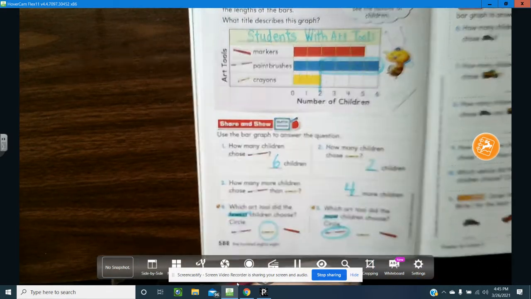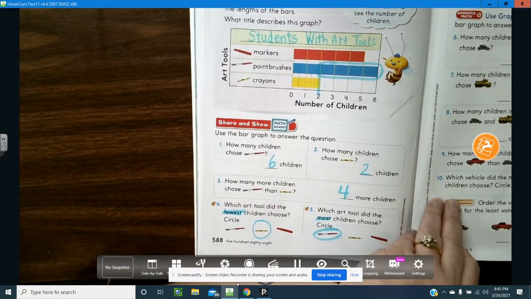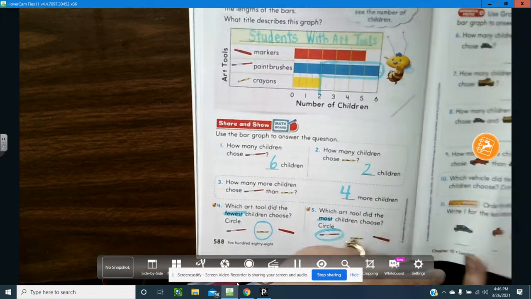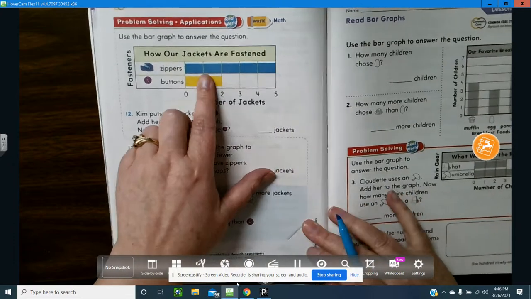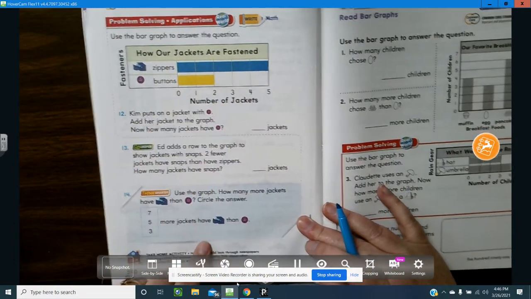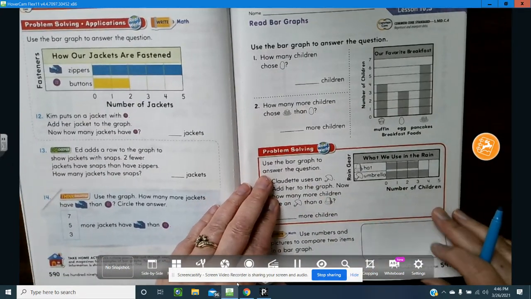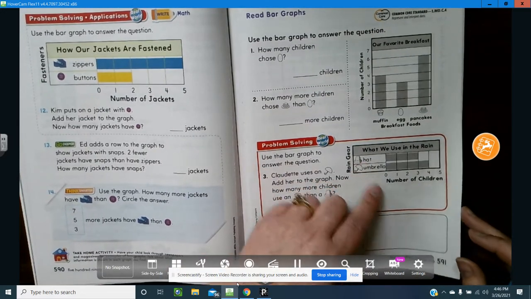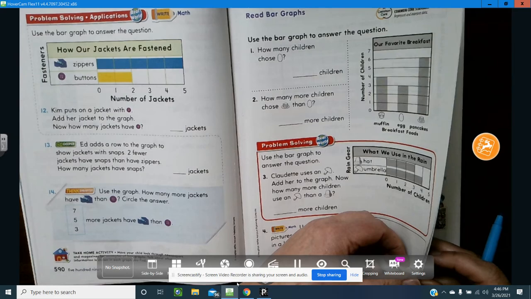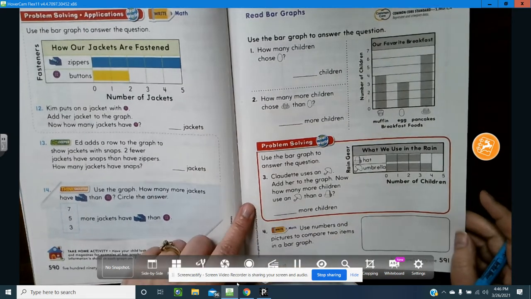All right, boys and girls, you're going to finish this lesson with your parents or family. You're going to answer all the questions about the favorite vehicles that they have. You're going to talk about how jackets can be fastened. And you're going to do some over here about breakfast and what we use in the rain. So there's a lot of different bar graphs here for you to practice using.